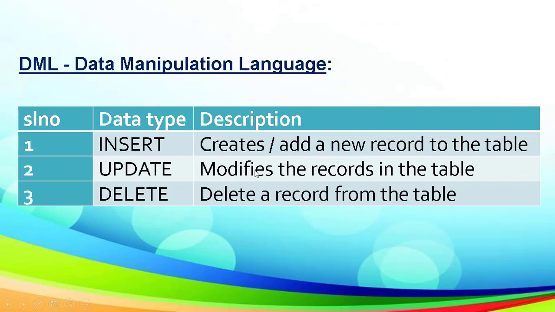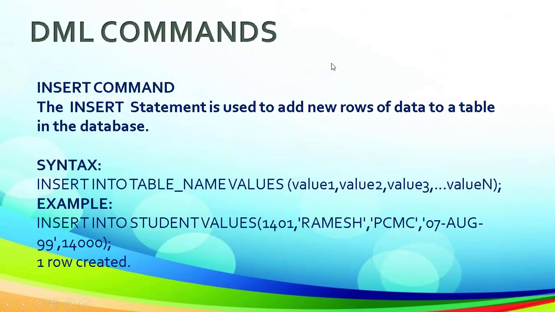The update command is used to modify the records in the table. Delete command is used to delete a record from the table or remove the record from the table. So these are the different commands which are used in DML, that is data manipulation language. The first command is insert command. The insert command is used to add new records or rows of data into a table in a database.